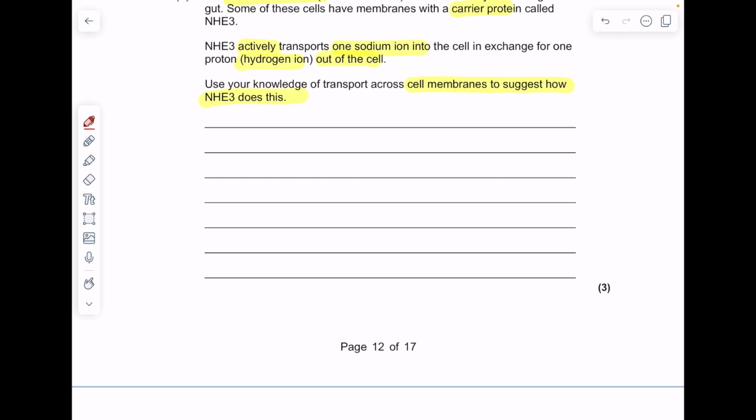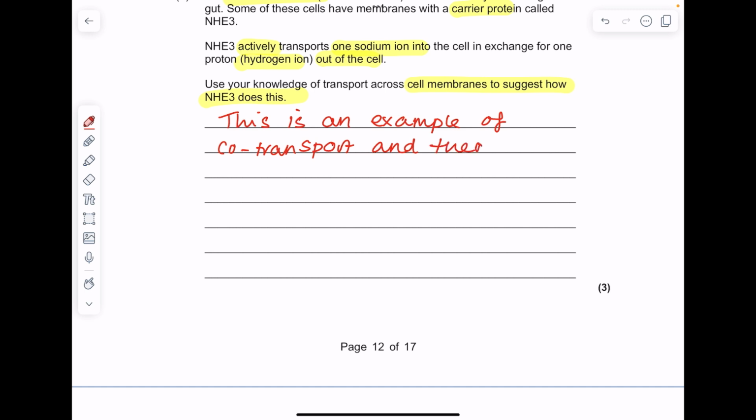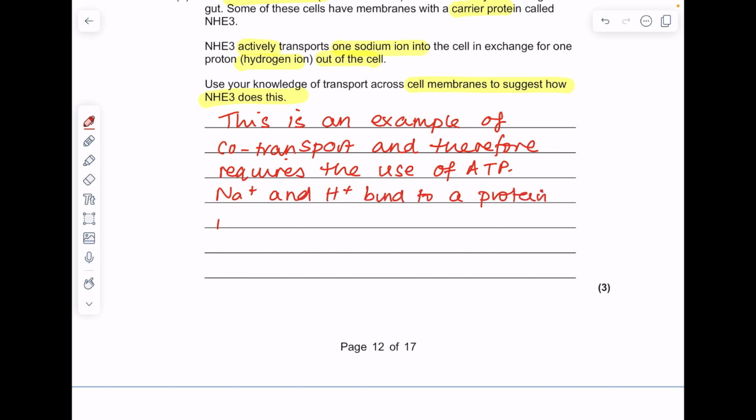So because we've got one sodium ion moving in, one proton moving out, this is an example of co-transport. And therefore requires the use of ATP. So what happens is the sodium ion and hydrogen ion bind to a protein and the protein changes shape to move the H+ ion and sodium ion across the membrane.